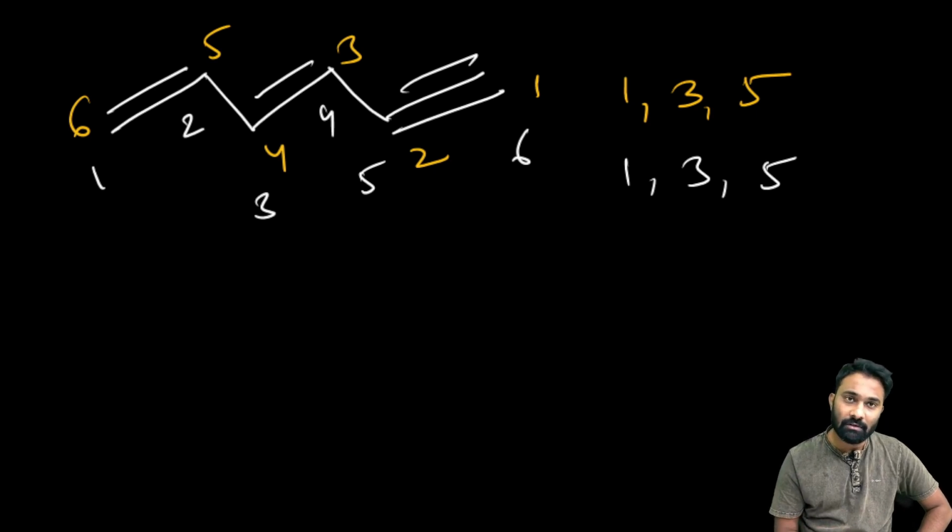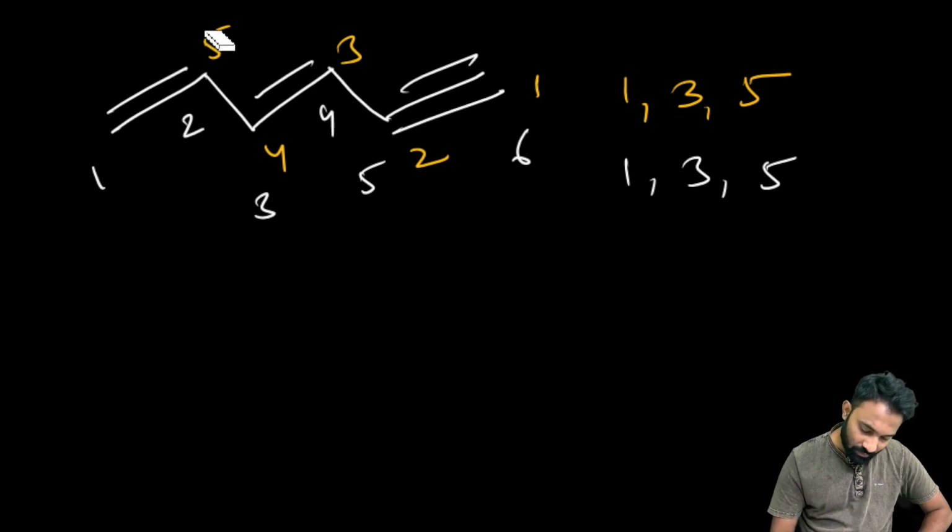And if you start the numbering from which one? Double bond, multiple bonds are getting 1, 3, 5. Then in that case, which bond has to be given the high priority? Double bond should be given the high priority. Then the numbering we have to follow is the white one, not the yellow one. Clear?